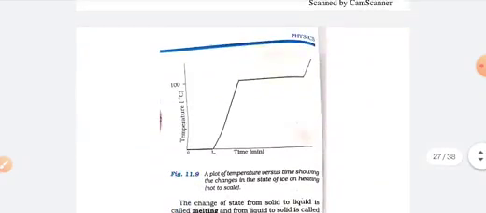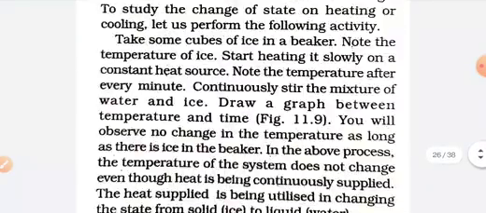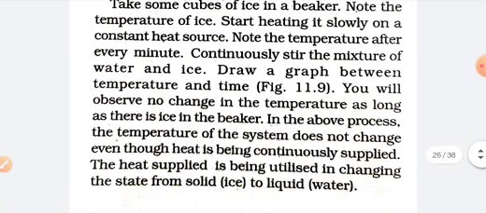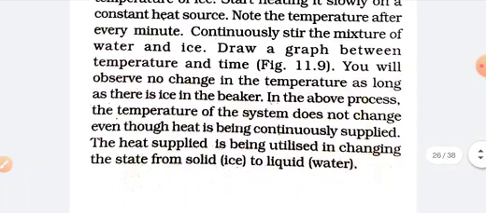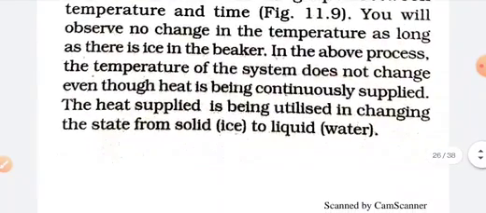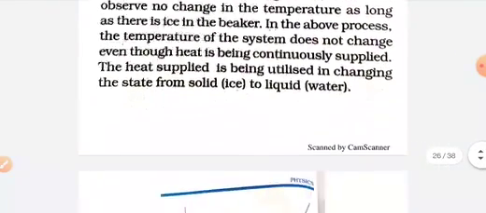This is the graph we have created. We will understand this graph now. You will observe that there is no change in the temperature as long as there is ice in the beaker. In the above process, the temperature of the system doesn't change even though heat is being continuously supplied. The heat supplied is being utilized in changing the state from solid to liquid.